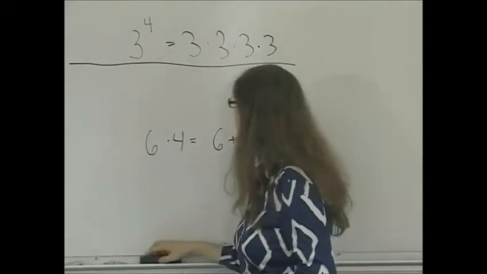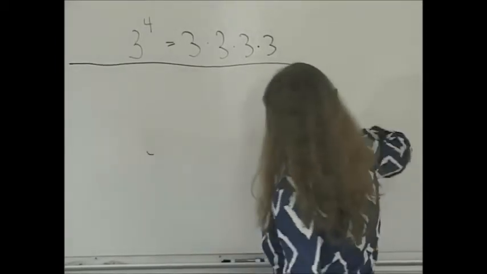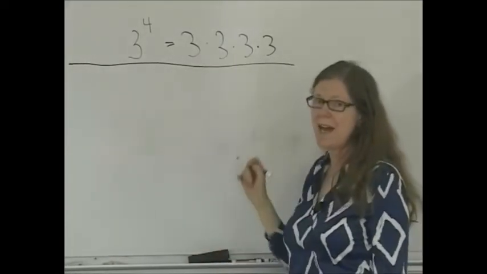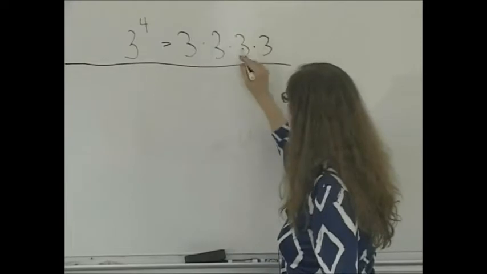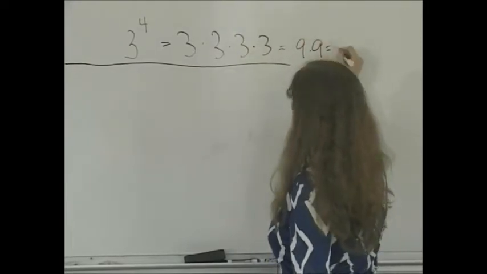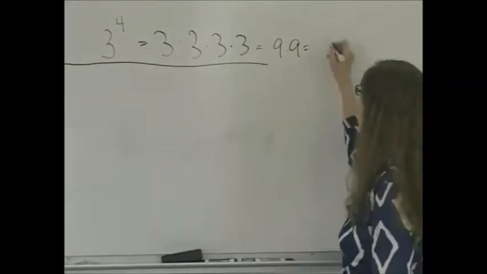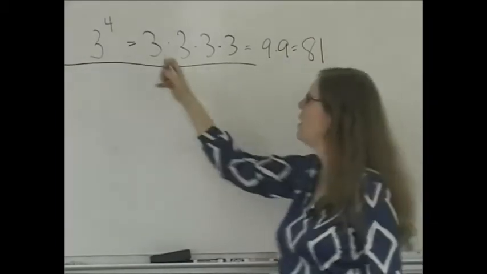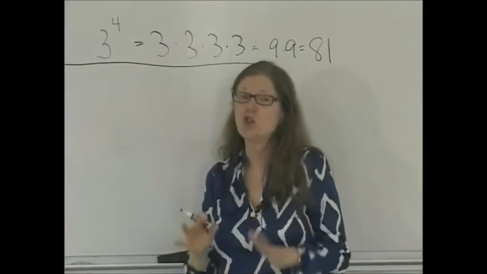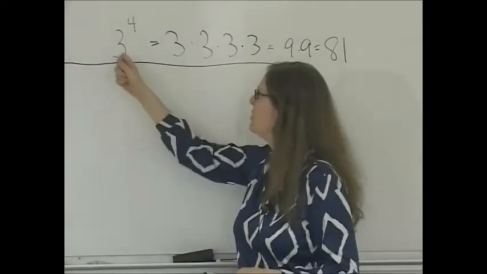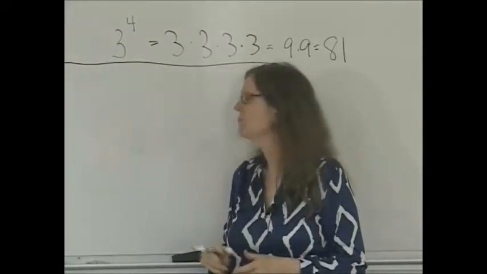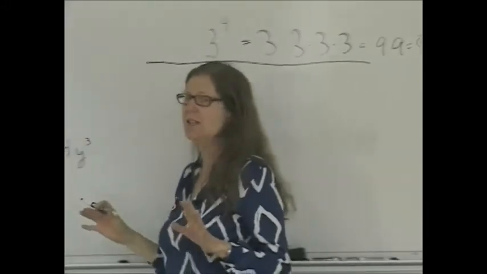So when we do this calculation, 3 times 3 is 9, and then 3 times 3 is 9 again. So it's the same thing as 9 times 9, which is 81. So an exponent is like a shorthand, just a short way of saying multiply the base by itself that many times. So now let's take a look at some problems.